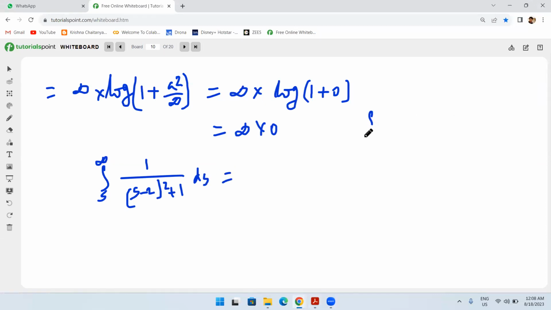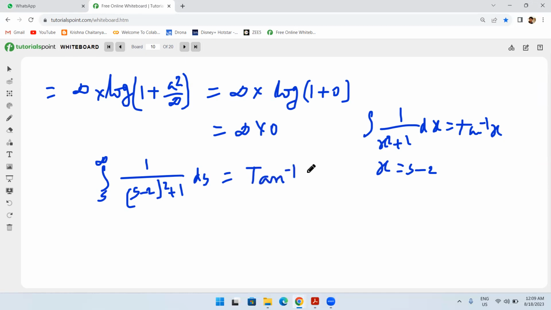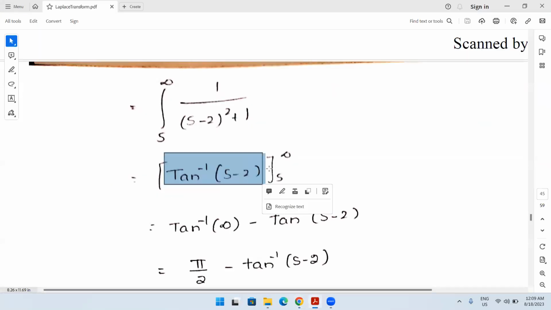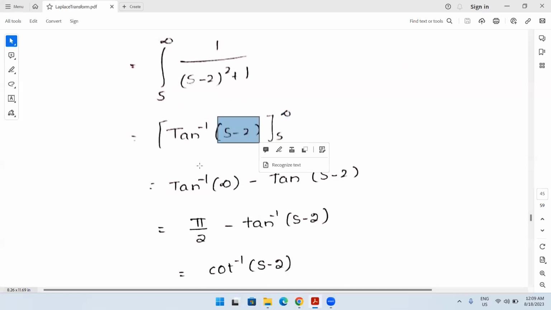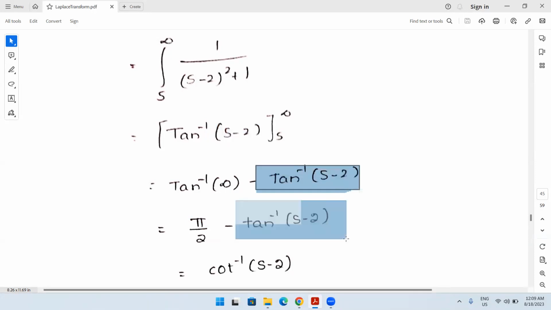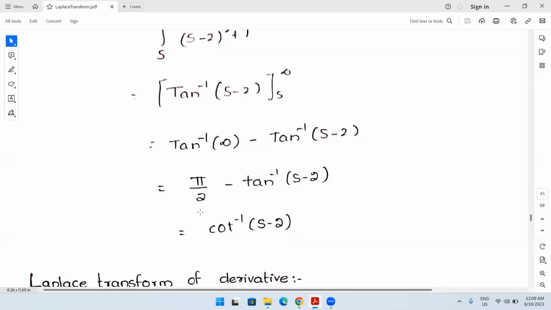That is, the integration of 1 by x square plus 1 dx is tan inverse x. In the place of x, we write s minus 2. So we get tan inverse s minus 2, from s to infinity. As usual, we apply upper limit infinity here. Tan inverse infinity is pi by 2. And the lower limit s as it is, we get tan inverse s minus 2 as it is. So pi by 2 minus tan inverse is cot inverse.